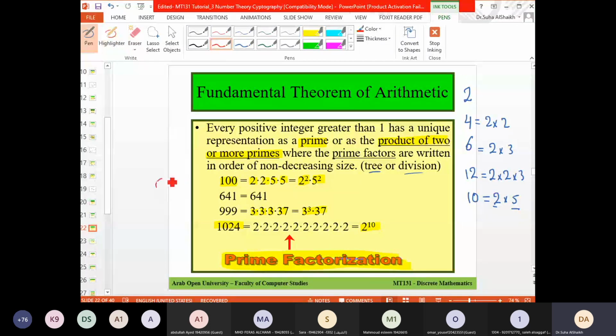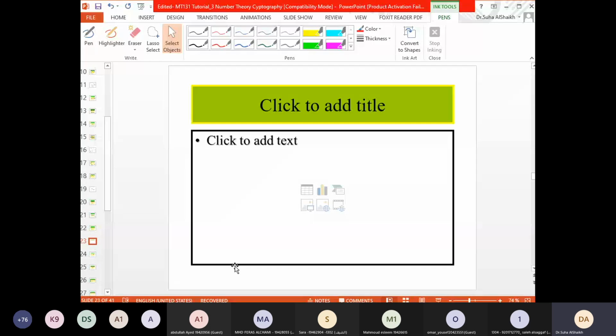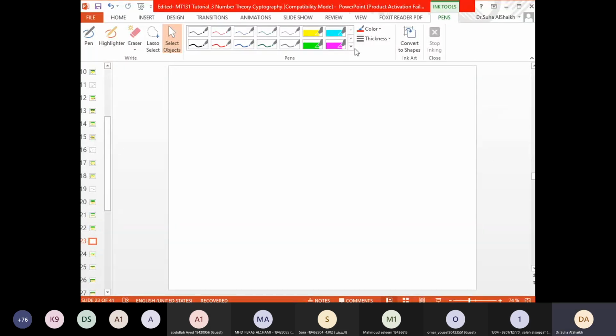Now the big question here: how did they write that? For the 4, the 6, the 12, the 10, I can think about how to factorize them. But if I have a big number like 100, how can I know that? Let me remind you what to do. First of all, in case I want to factorize a number, I have to list all the primes from the least to the highest. I have 2, 3, 5, 7, 11. What else? I have 13, 17, and so on. Those are the basic prime numbers in increasing order.